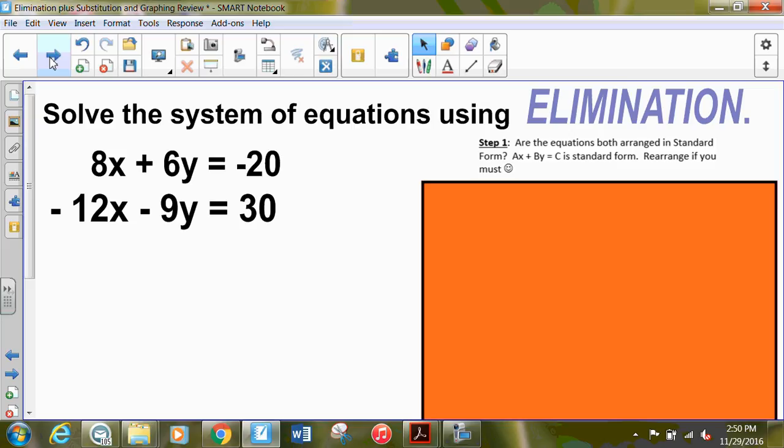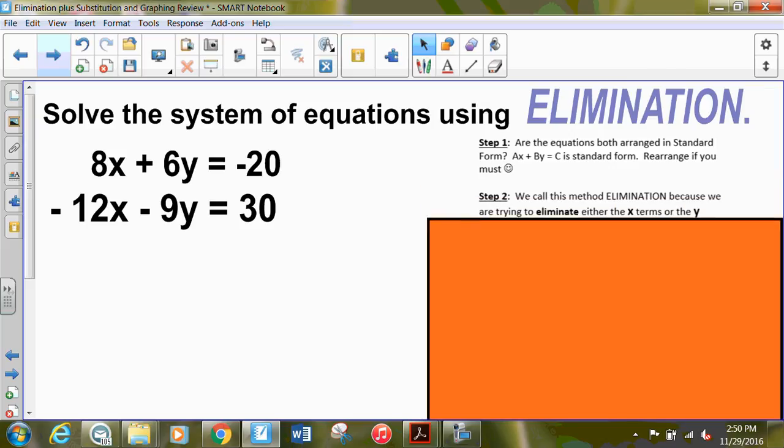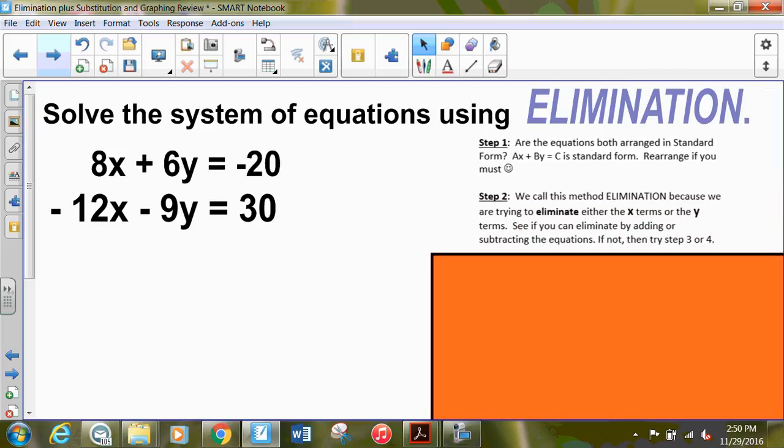Okay, so this next one, we're going to go through our steps. Is it in standard form? Yes, both of them have the x term, then the y term on the left side equals a number without a variable. Okay, step 2 says, well, can you add or subtract to eliminate either the x or the y?